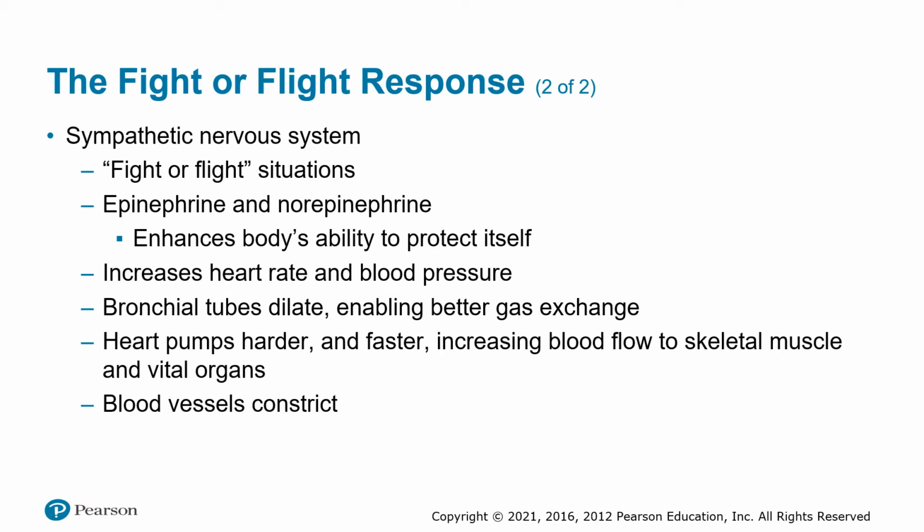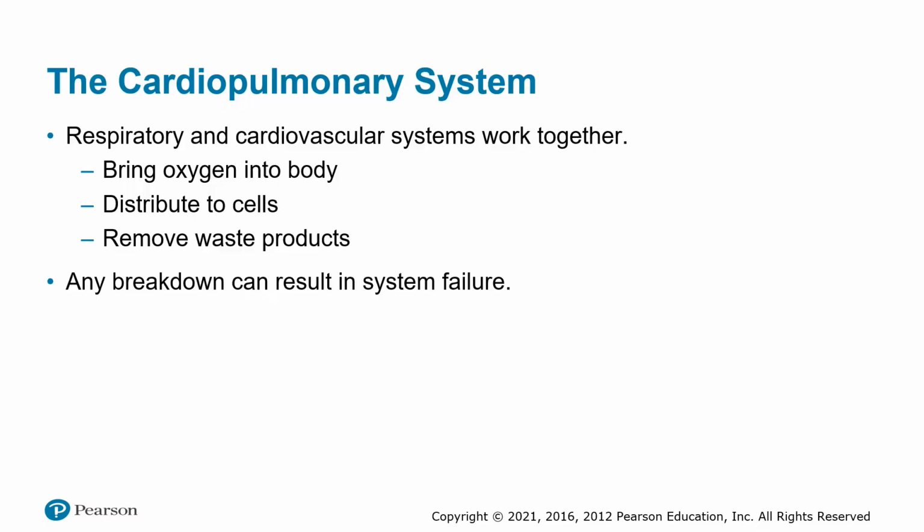Your bronchial tubes, your airway, dilate, enabling better gas exchange. The heart pumps harder and faster, increasing blood flow to the skeletal muscle to either allow you to fight or run away. And it also protects those vital organs. And then the blood vessels constrict, allowing the body to pump more blood to where it needs to go.